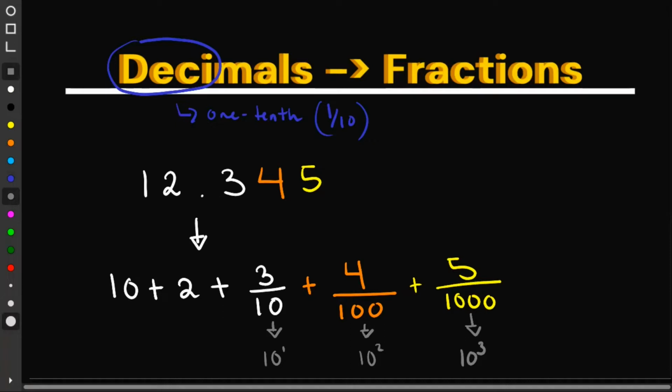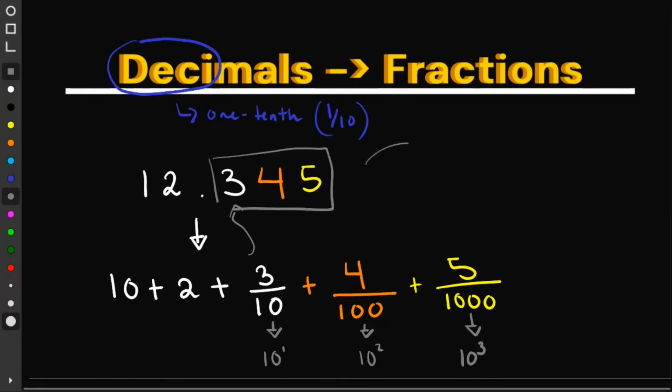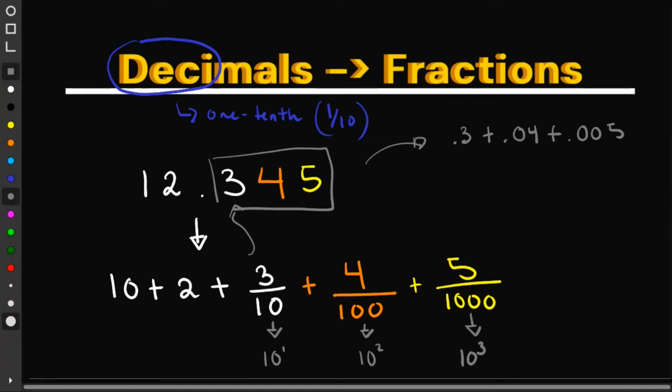The fraction 3/10, in decimal form, we simply write as 0.3. This 4/100, we simply write as 0.04. And this 5/1000, we simply write as 0.005. Since we can write this as 0.3 plus 0.04 plus 0.005. So that is a brief overview on how decimals work.